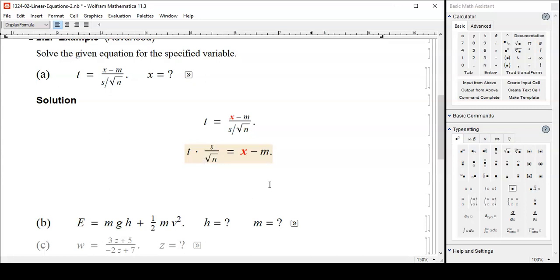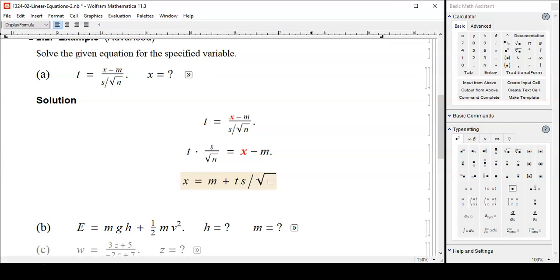Okay, we're almost there. We are looking for x. The right-hand side is just x minus m. So if you just flip this m to the other side, add it, then I'm going to get my x value. X is m plus t times s over square root of n. Okay, that's the solution.